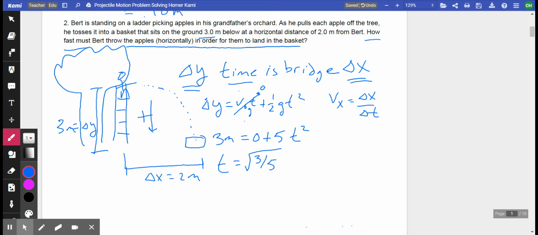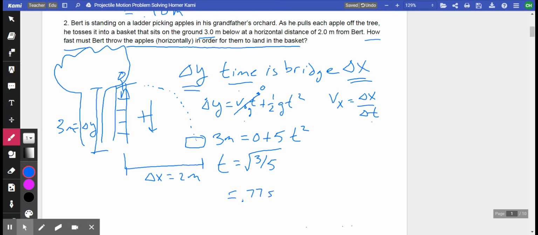And because it's really hard to plug this in over here, we actually need to do this math. So we're going to do the square root of 3 divided by 5, and that gives us point... So our time here is equal to 0.77 seconds. Now we can plug everything in.